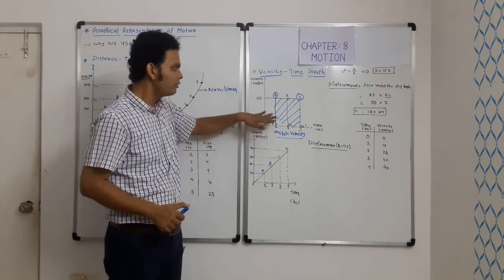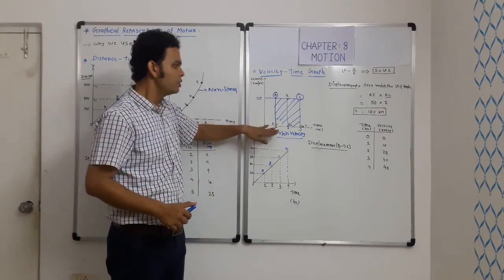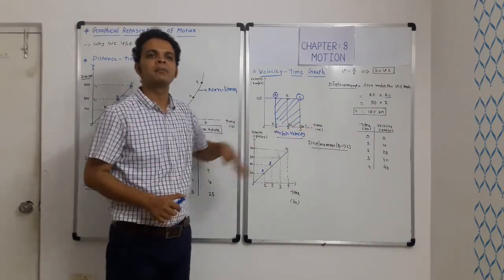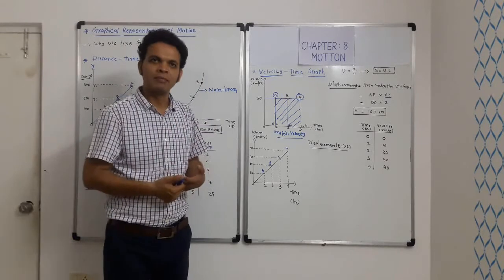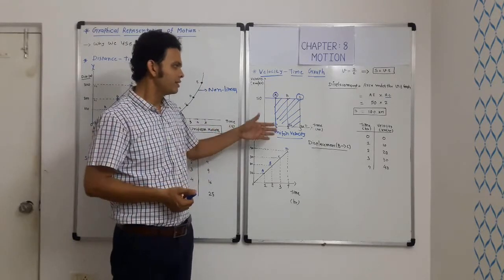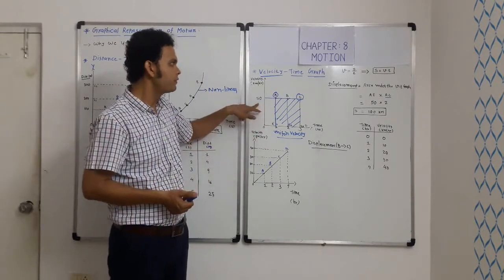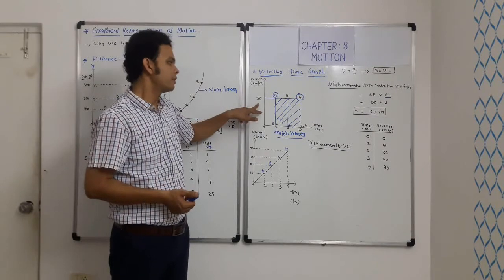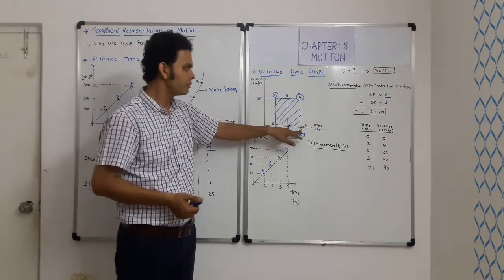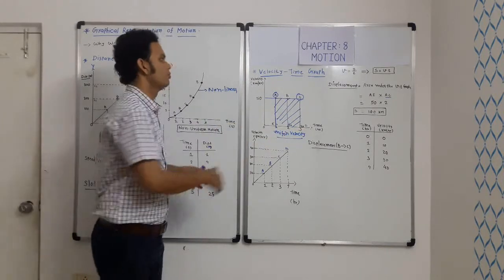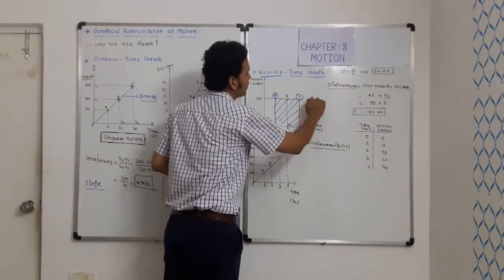Now here I have taken an example in which there is uniform velocity. That means the velocity of, let's say, a car is not changing with time. It has started and it has attained the velocity of 50 km per hour. After 2 hours it is also 50 km per hour. After 3 hours also it is 50 km per hour. Okay, so velocity is remaining constant.